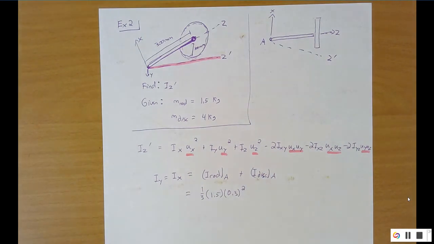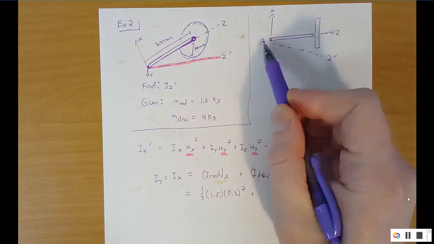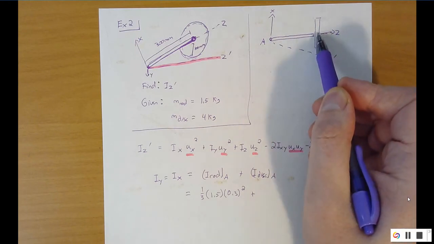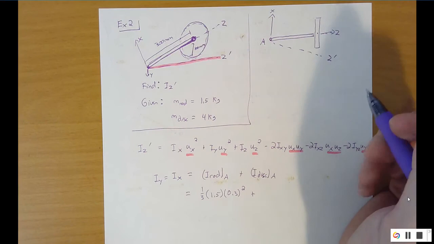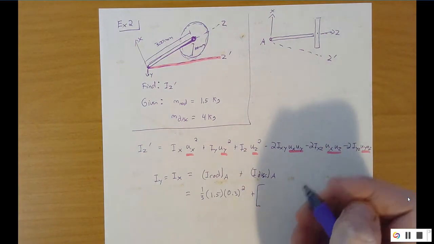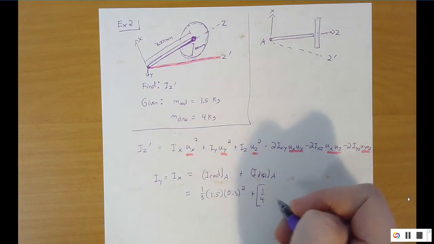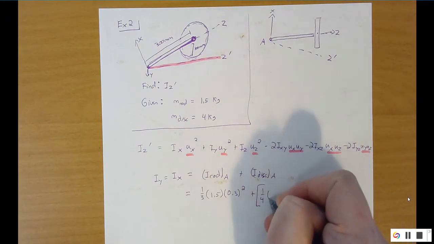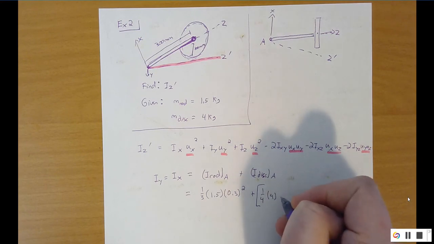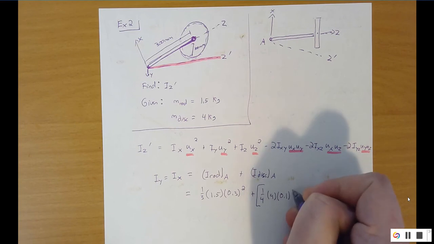For the disk, the disk is all the way out here. I need to move it back. So first I need to find it about the center of the disk, and then move it back. So we're going to do some parallel axis theorem here. Its initial term is going to be 1/4 mass radius squared. So its radius is 0.1, squared. Again, you can look those up in the back of your book.